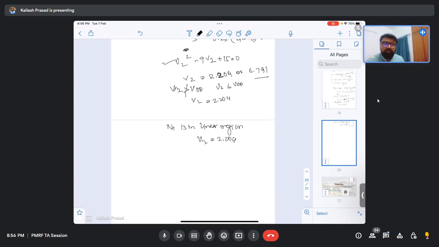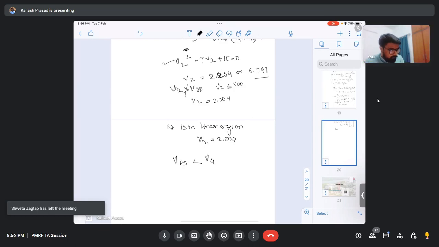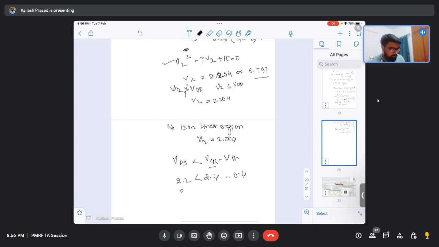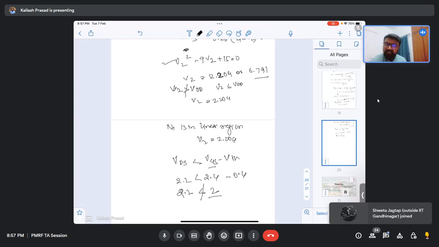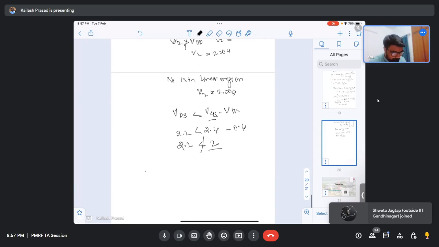For the transistor to be in linear region, VDS should be less than VGS minus VT. VGS is 2.4, VT is 0.4, and VDS is 2.2. So 2.2 is actually not less than 2. So whatever assumption we have taken is incorrect. So N1 is not in linear region. The answer is N1 is in saturation region.